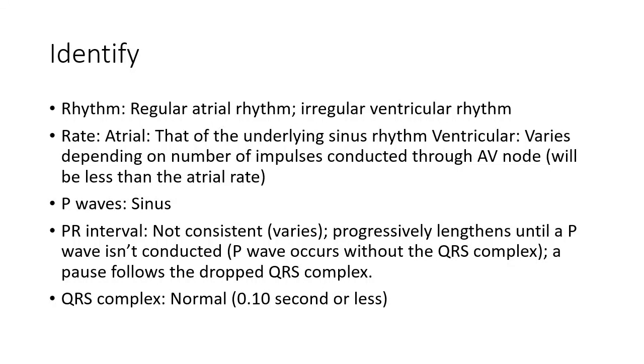Well, in the PR interval, it says that it progressively lengthens until a P wave isn't conducted. That makes me think it is first degree heart block. But it says that the atrial rhythm is regular, so I'm trying to figure out the underlying rhythm.